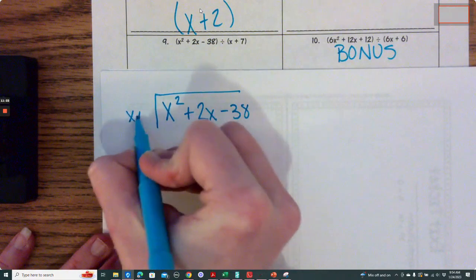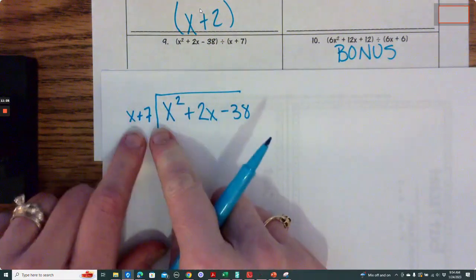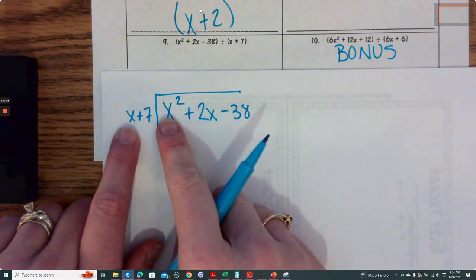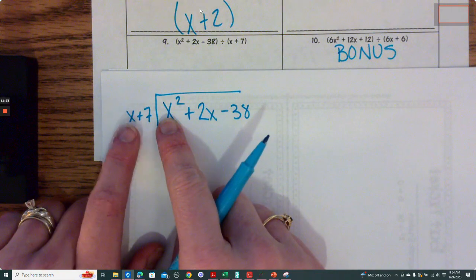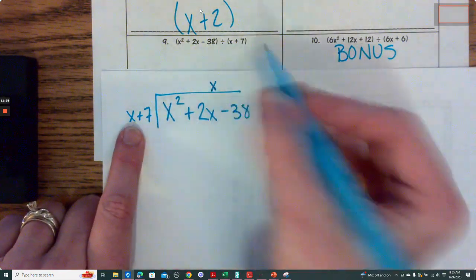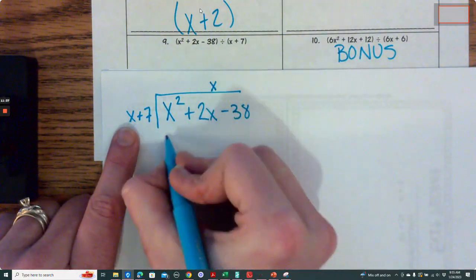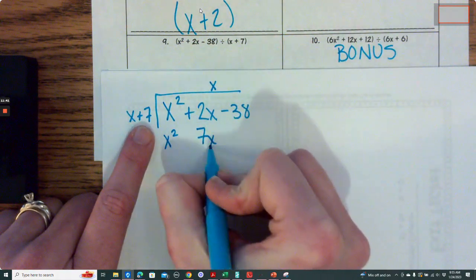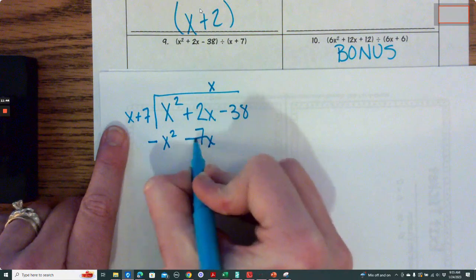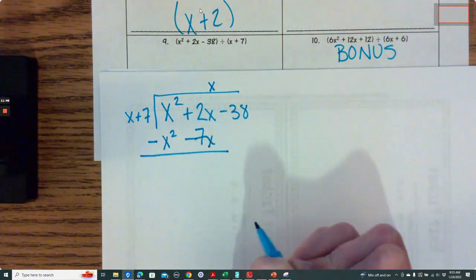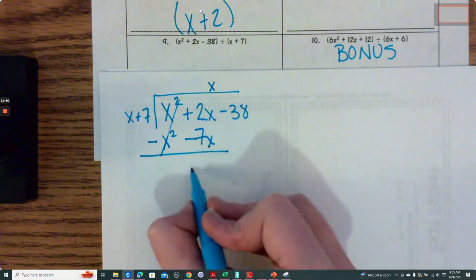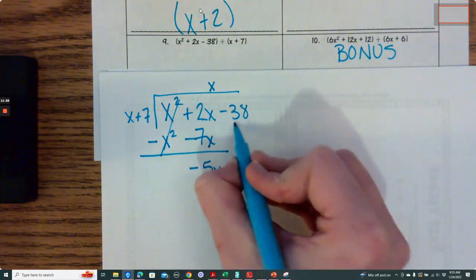Second thing goes outside the box. All right. X times what gives me x squared? X times x. All right, multiply it out. X times x is x squared. X times 7 is 7x. If it's positive, it becomes negative. And we start working through. So these cancel. Positive 2x, negative 7x gives me a negative 5x.